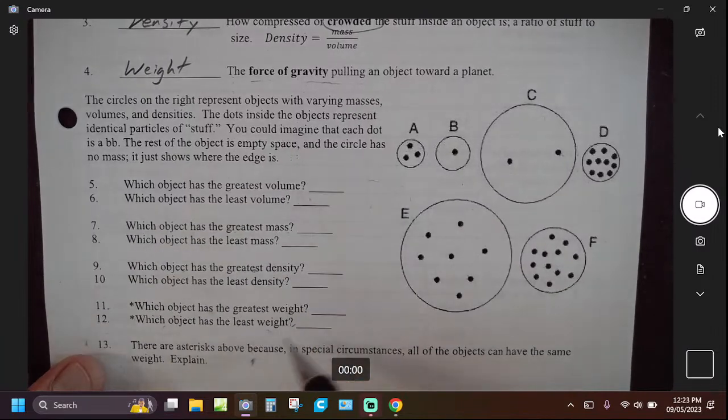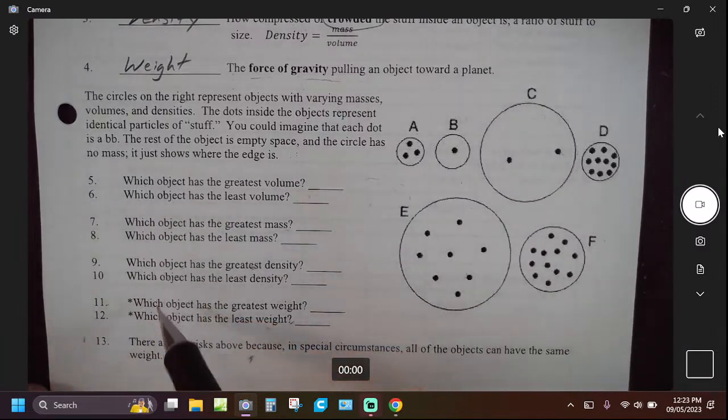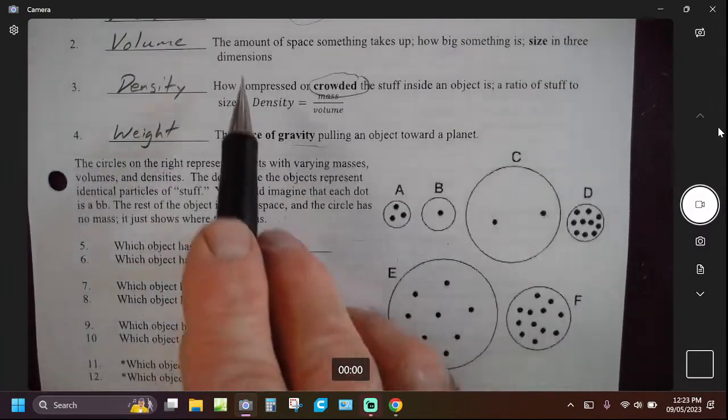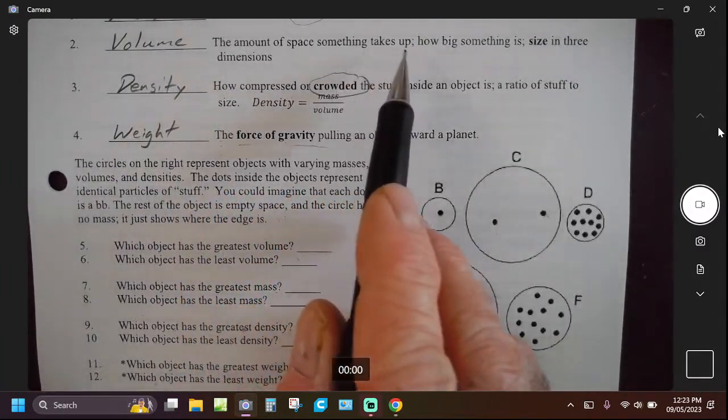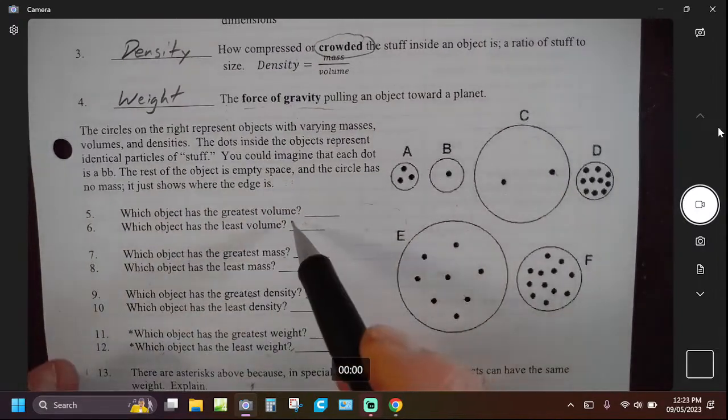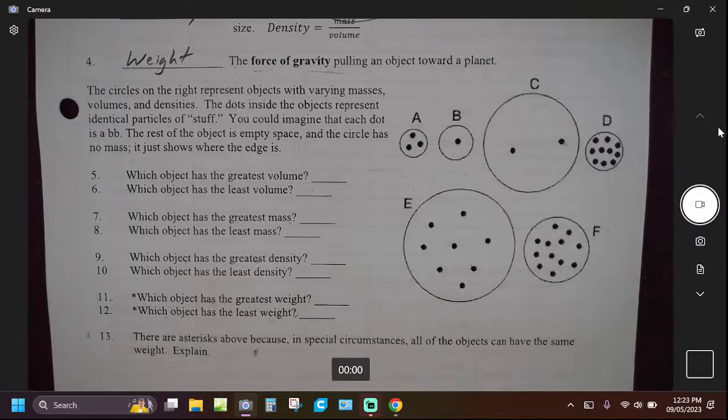So see if you can answer these questions now. 5, 6, 7, and all the way through 12. Which one has the greatest volume, which just means the one that takes up the most space, the biggest one, the one with the most size. Which one has the least volume, and so on and so forth. So try those.